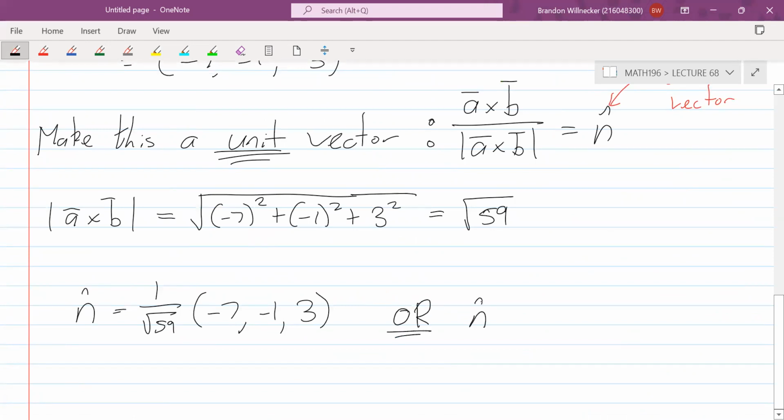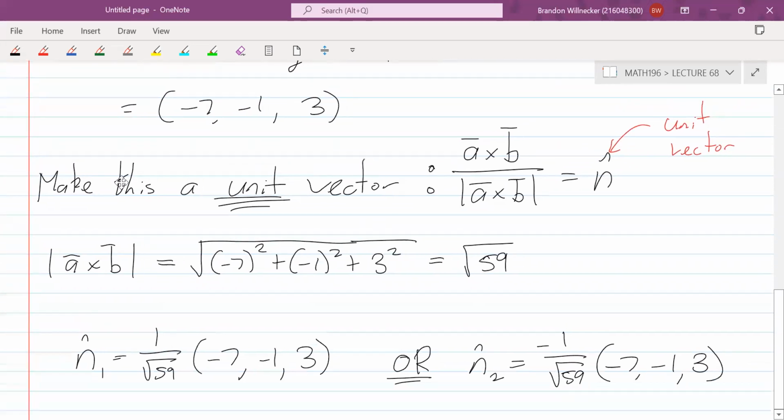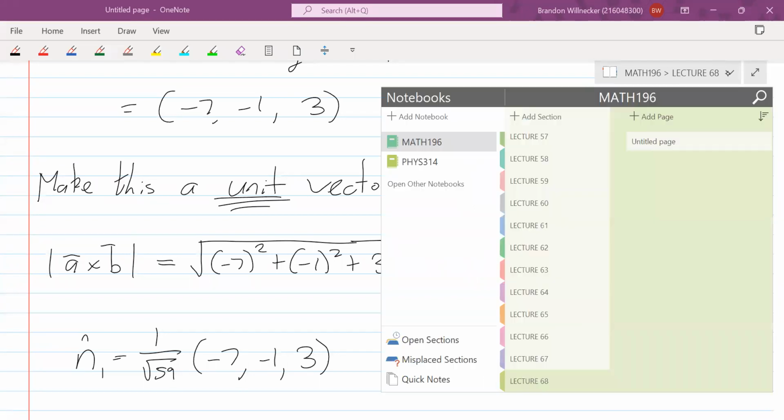Or we can have, so we can call that n1, n2. That will be minus 1 over root 59, minus 7, minus 1, and 3. Okay, so either are accepted as being orthogonal to those 2 vectors. Okay, any questions on this first one? Okay, let's have a look at the next one.